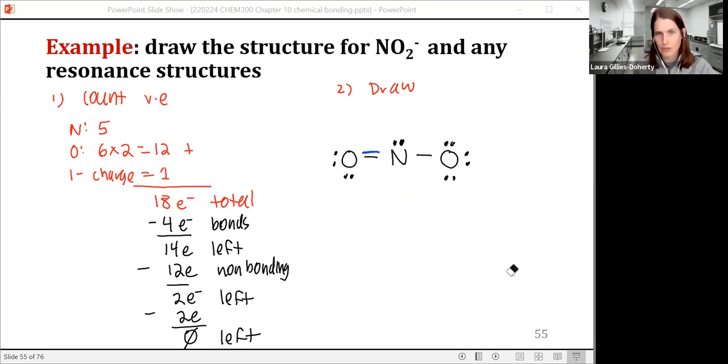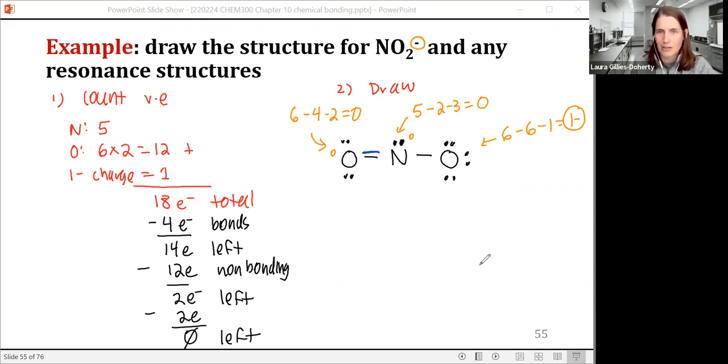We could check formal charges if we wanted to, just for a little bit more practice with that. We check the formal charge on this oxygen. It came in with 6. It has 4 dots and 2 bonds, so it has a formal charge of 0. We check on nitrogen. It came in with 5. It has 2 dots and 3 lines, so it has a formal charge of 0. And this oxygen came in with 6 electrons. It has 6 dots and 1 line, so it has a formal charge of -1, which is fine because our formal charges have to add up to the charge on the molecule. And this is a polyatomic ion with a charge of -1. So we expect the formal charges to add up to -1, and they do.